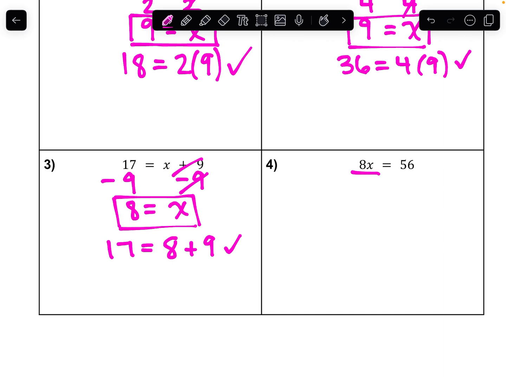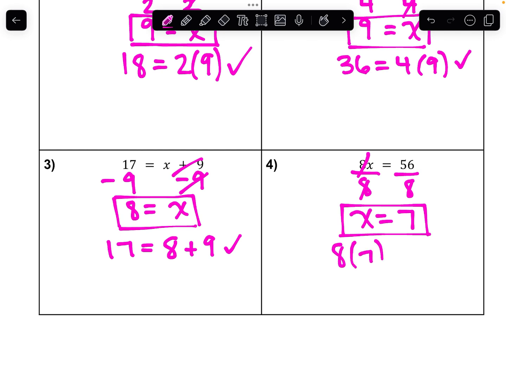We're going to divide both sides by 8. Both sides. And so there we're going to get x. When we cancel our cancellations, 56 divided by 8 is 7. 8 times 7 should equal 56, and it does. All right, we're going to get ready for number 5.